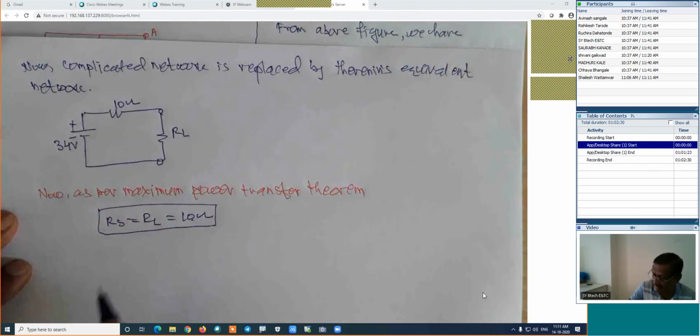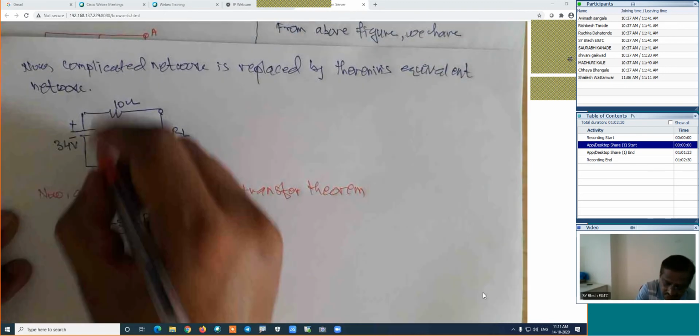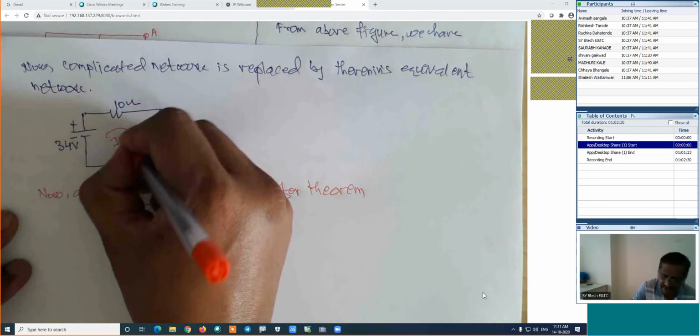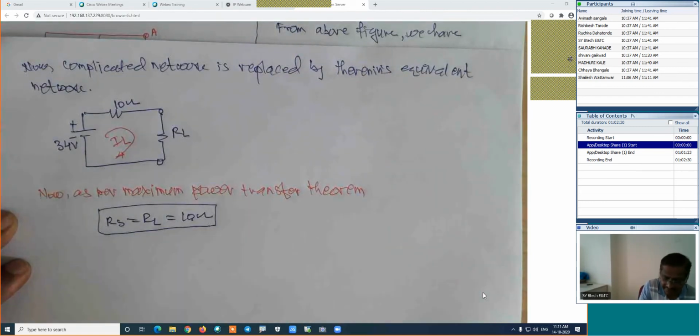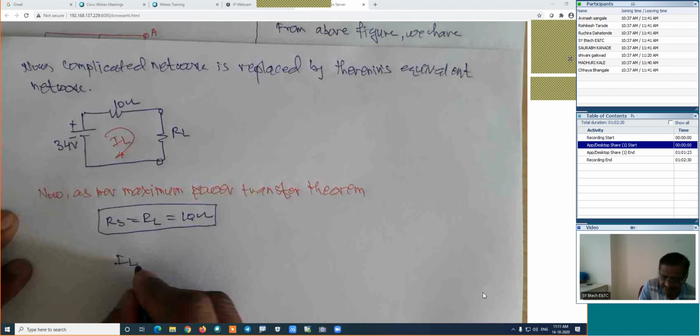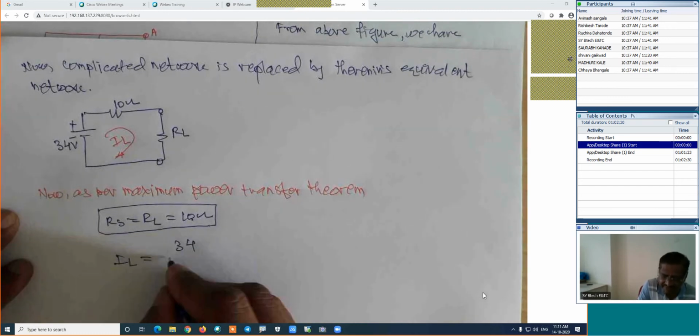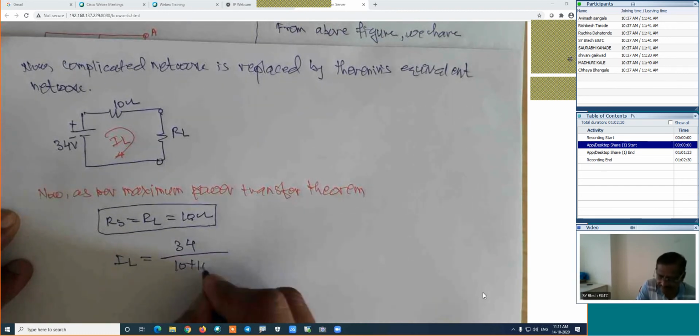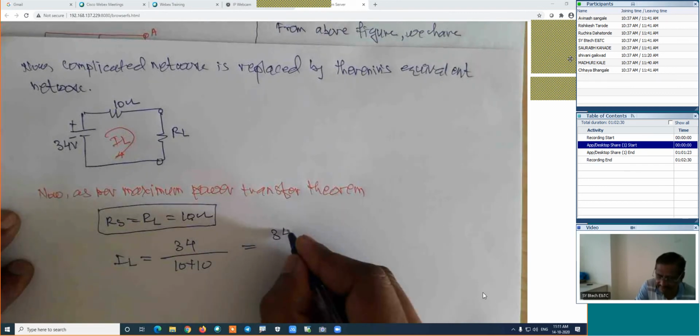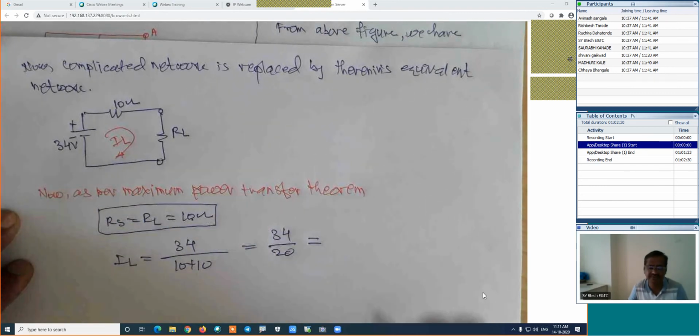Now we will find out Pmax. For that, we have to calculate the load current IL. If I calculate the load current IL, it is 34 divided by 10 plus 10, which is 34 divided by 20. Calculate this current. 1.7 amperes is the load current.